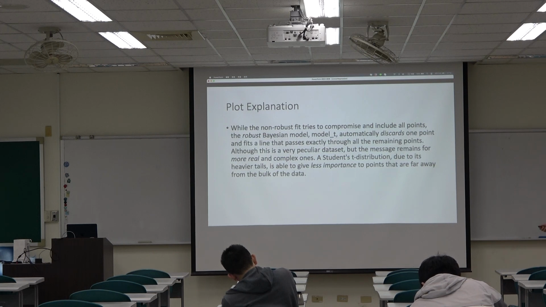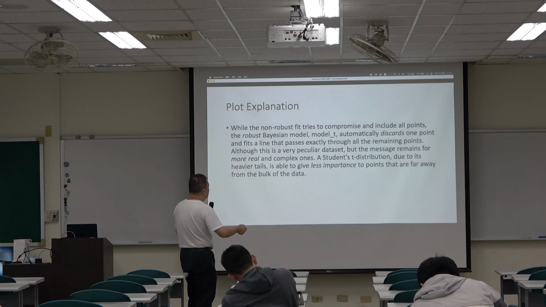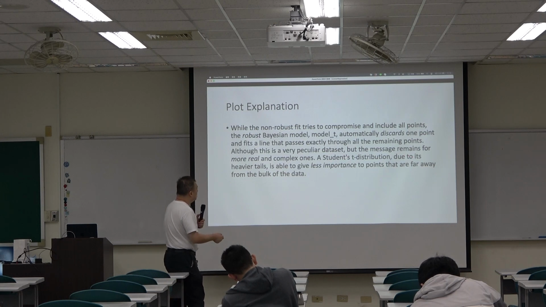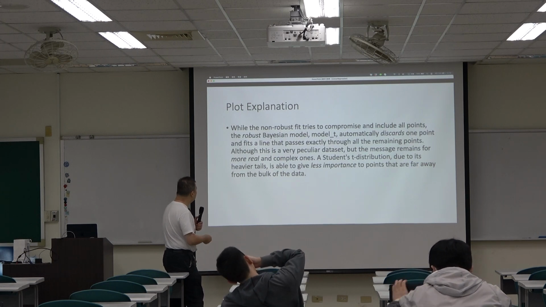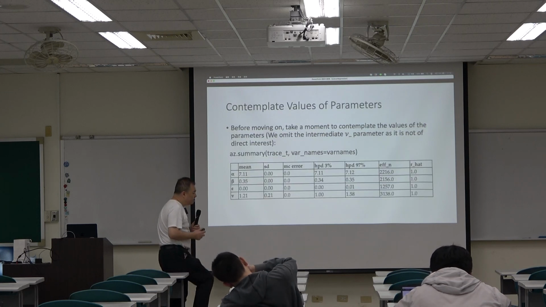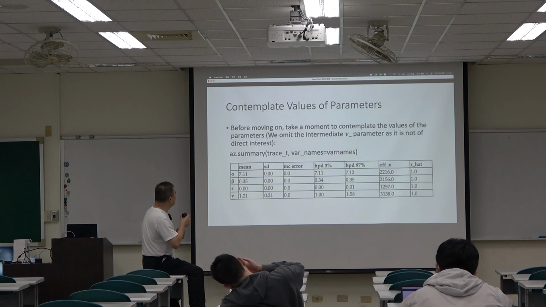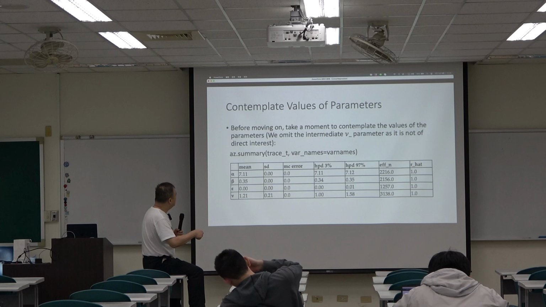So the Student-T, I already explained that Student-T is able to, because it has a heavy tail, give less importance to the outlier points. Okay, so one interesting thing is if you look at the values for the summary of this trace.